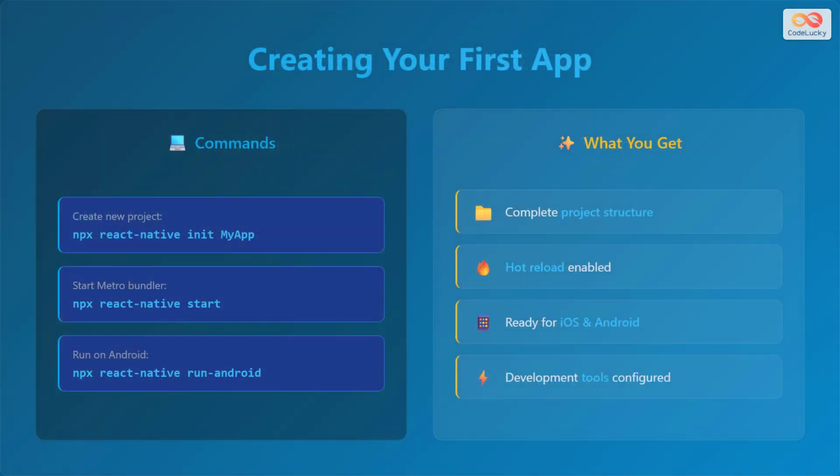Now, let's create your first React Native application using the following commands. To create a new project, run npx react-native init myapp. To start the Metro bundler, run npx react-native start. To run the app on Android, run npx react-native run-android. By running these commands, you'll get a complete project structure, hot reload enabled, it will be ready for both iOS and Android, and you'll have all the development tools configured.